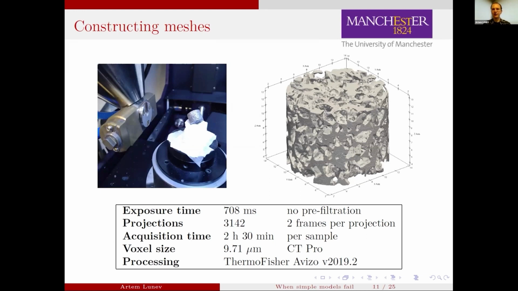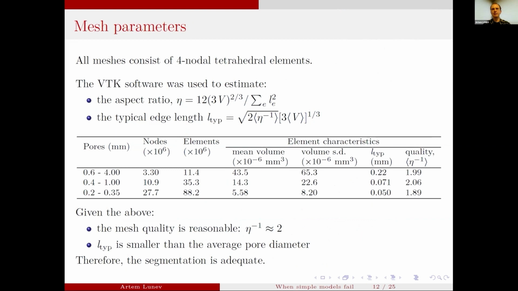The various parameters are shown on this slide. So a voxel size of 9.71 micrometers was used, and the meshing was done in the Viso software. And later we also quantified the mesh parameters using the VTK software. So the meshes consisted of 4 nodal tetrahedral elements, and we can see that the mesh quality is reasonable. The inverse aspect ratio is about 2. So, well, it's not perfect, but at least it's okay. And the typical edge length of the element is smaller than the actual average pore diameter.